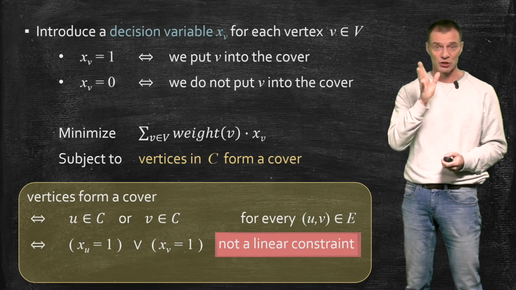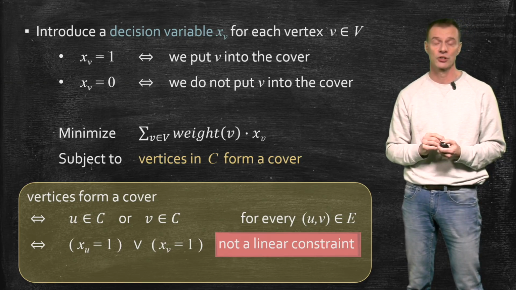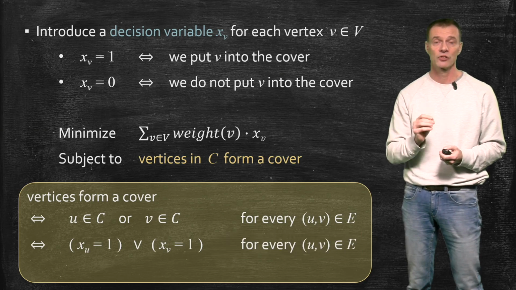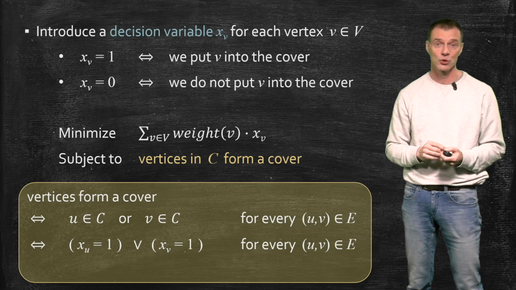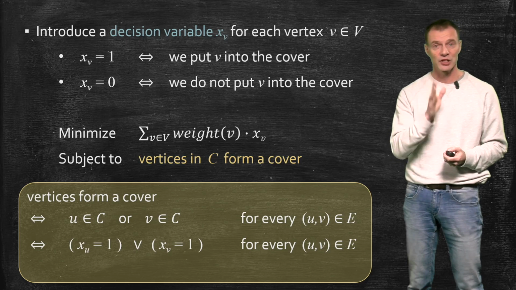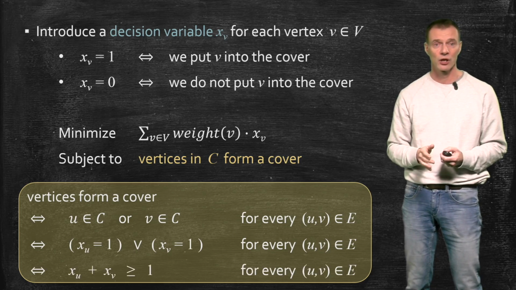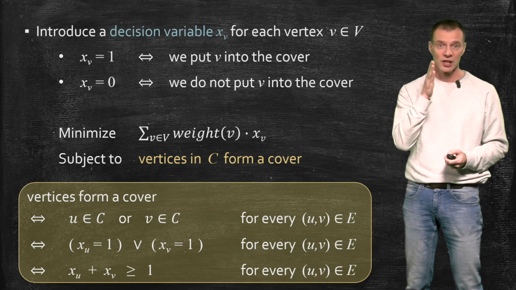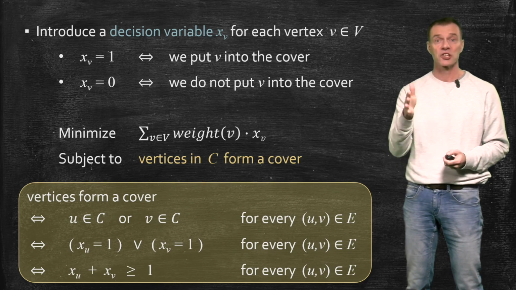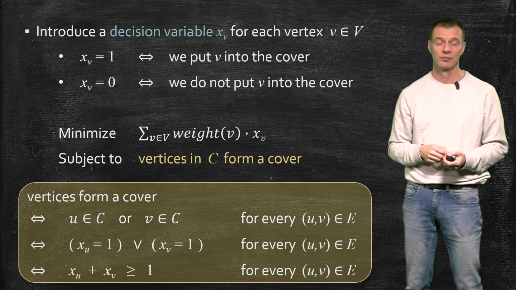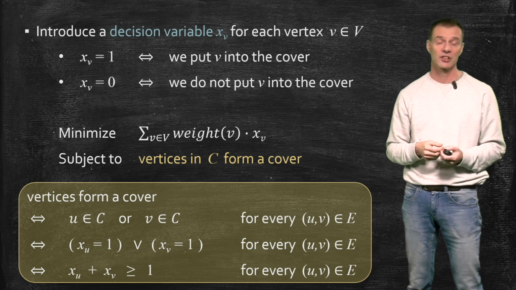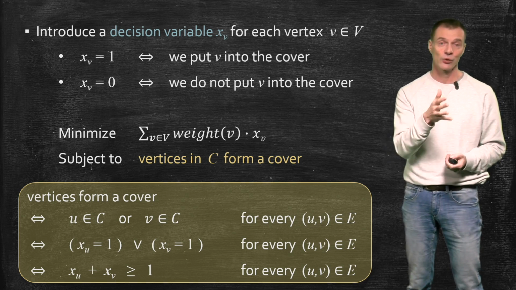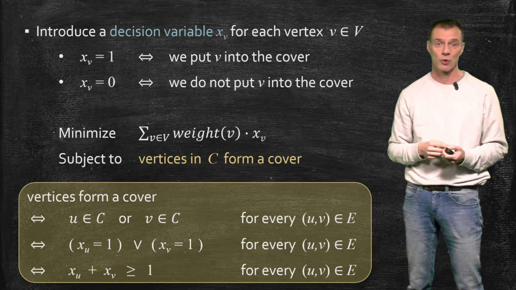But hopefully you remember that this OR is not allowed in the constraint in a linear program. Okay, so we're not allowed to write this xu is 1 or xv is 1, but there's a very simple and nice solution. Instead of writing xv is 1 or xu is 1, we just write that xu plus xv is at least 1. Okay, and that means that that can only happen if one of the two is 1.